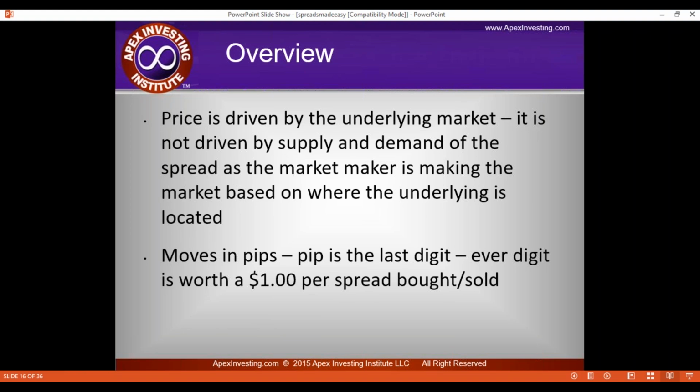And it moves in pips. Pips is the last digit quoted. Every digit is worth $1. $1 per tick or $1 per pip.